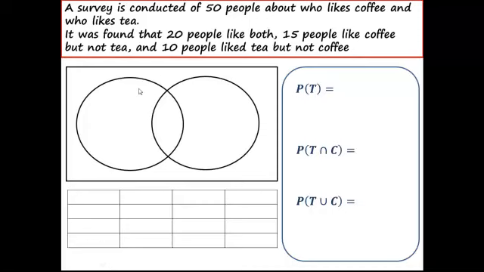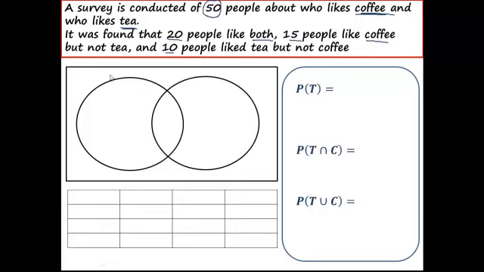Okay, in this case, what I've done is I've just given you the words and we're going to fill in a Venn diagram and a two-way table from scratch. We'll look at the probabilities at the end. So this one is a survey conducted of 50 people about who likes coffee, I'm just going to underline that because it's coffee, and who likes tea. Okay, and we've got 50 people in total. So it was found that 20 people like both, 15 people only like coffee but not tea, and 10 people liked tea but not coffee.